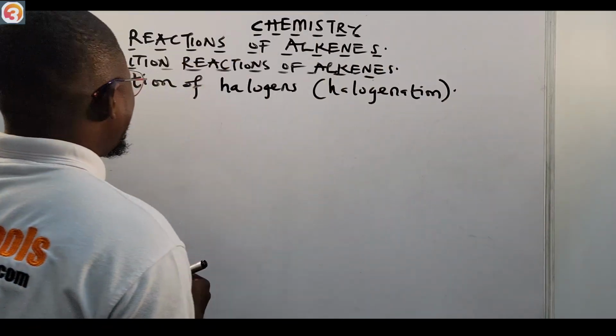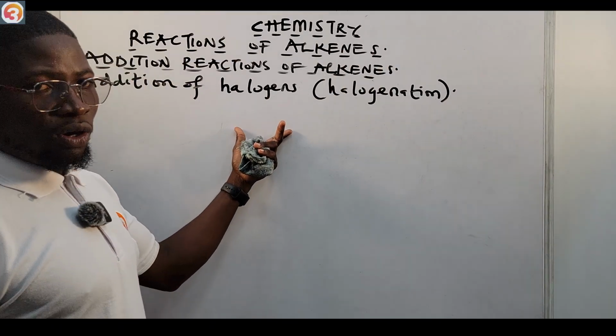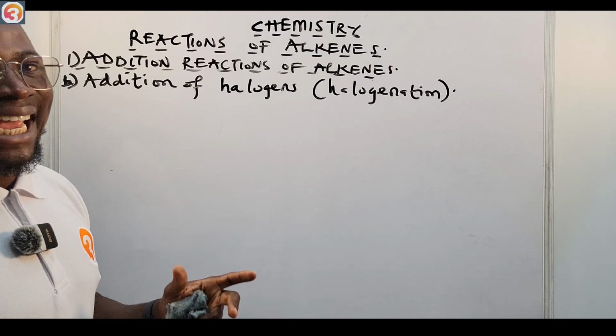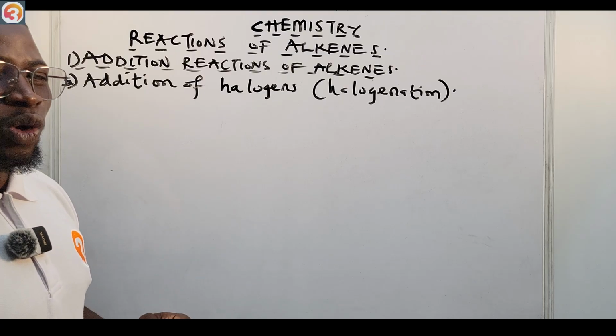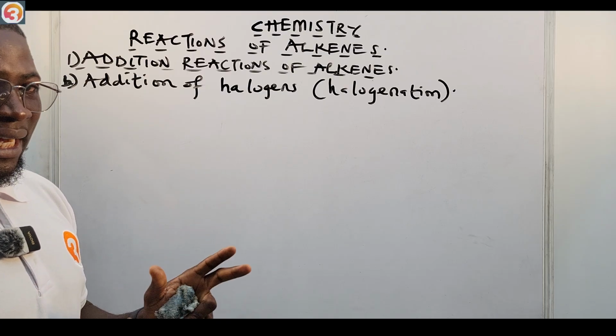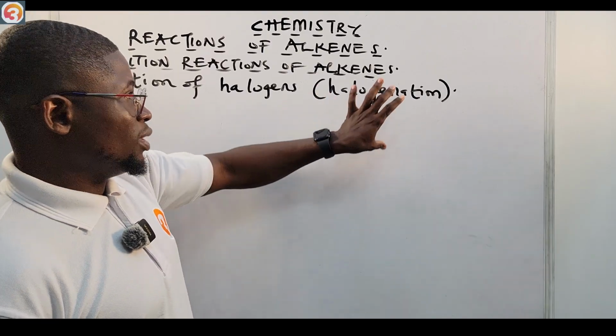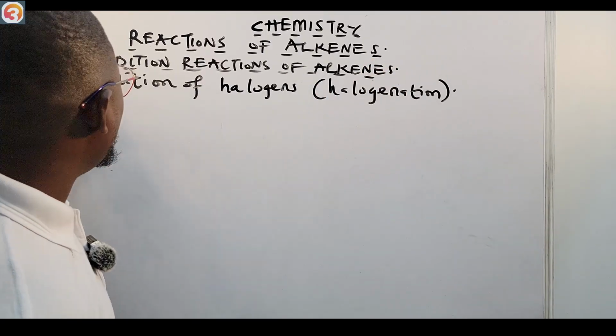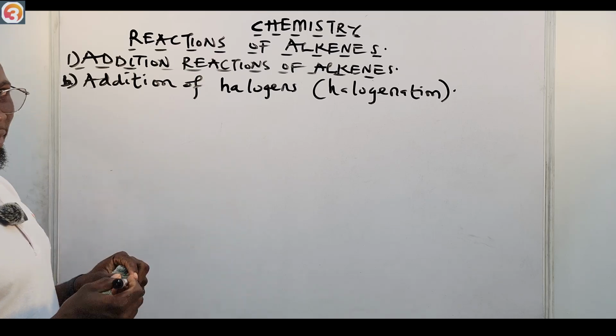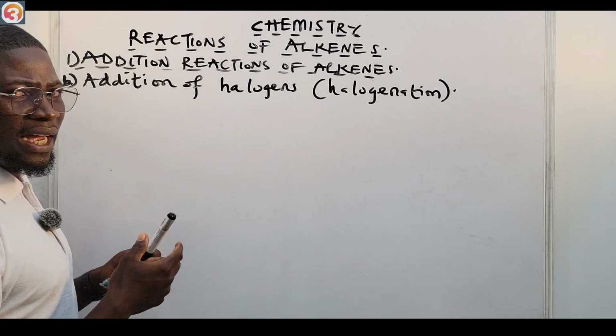Alkenes react with halogens to give us what we call a dihalide. It's as simple as that. Alkenes react with halogens, that we call halogenation, to form a dihalide. Let us see the general formula for the reaction.